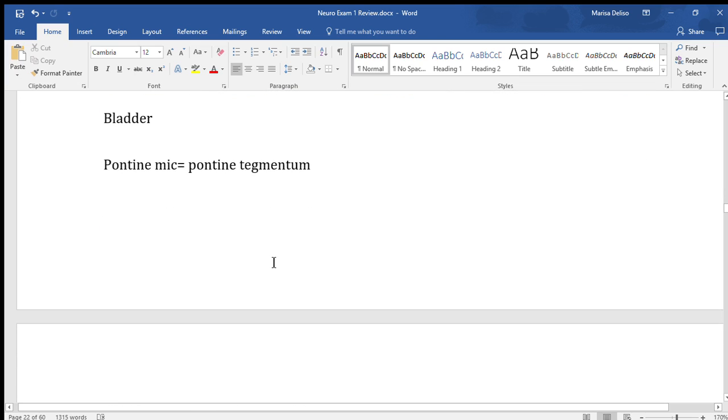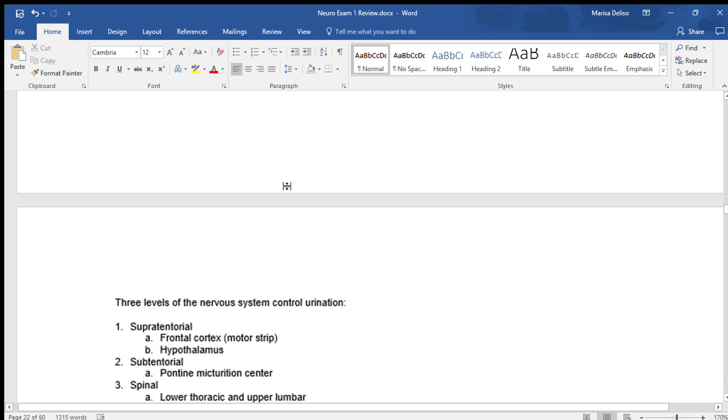Okay, bladder. So rumor has it you guys didn't learn about spinal shock, so this becomes much easier to teach this concept.